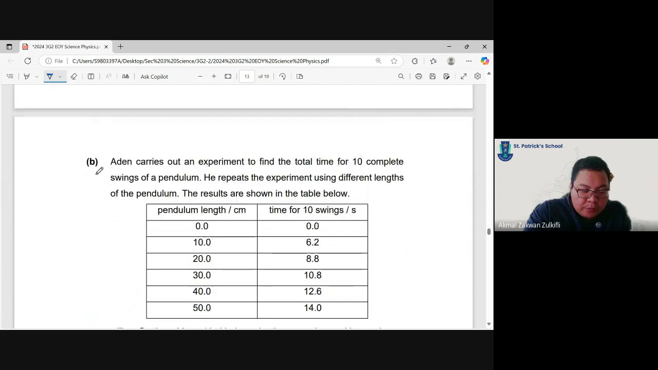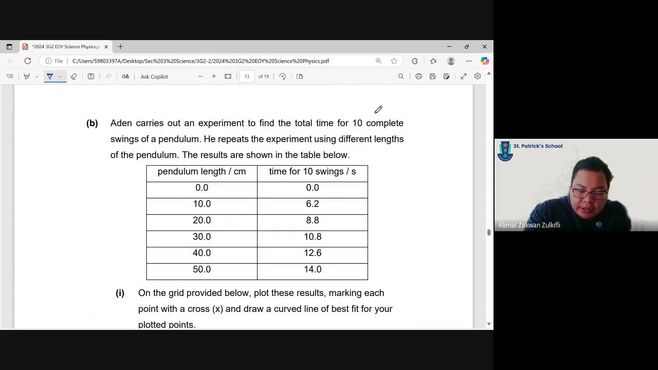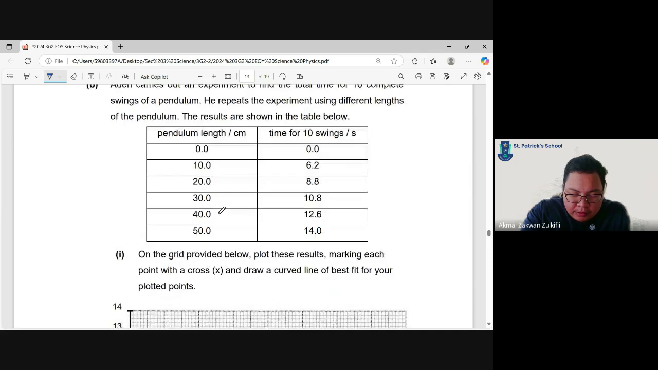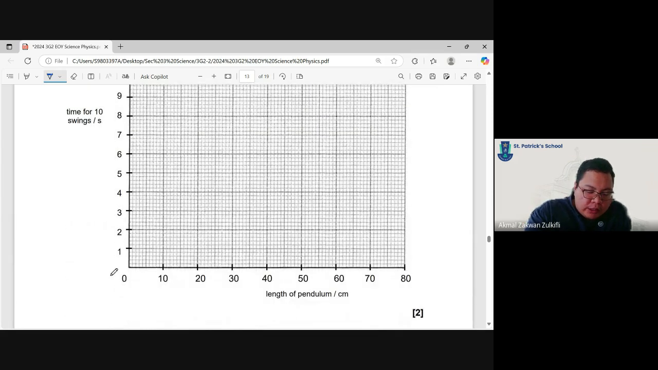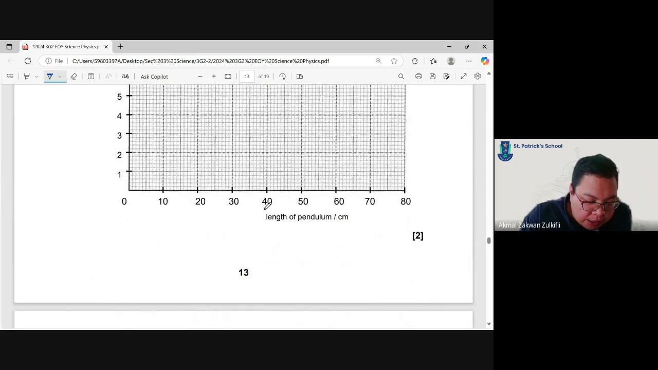Question 3, 2B. Aiden carries out an experiment, timing 10 swings of a pendulum, repeated for different pendulum lengths, and then he puts the time for the swings in the table. Plot the points. One good habit first is to know what these plots actually indicate, what each interval indicates. So let's say this is 0 to 10. Let me try 1, 2, 3, 4, 5, 6, 7, 8, 9, 10. Just nice. So I know every small line is 1.